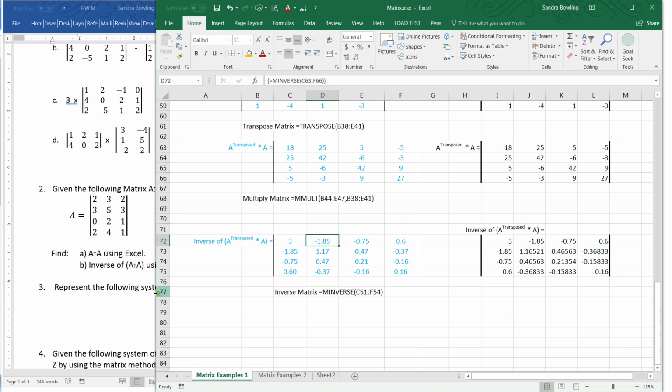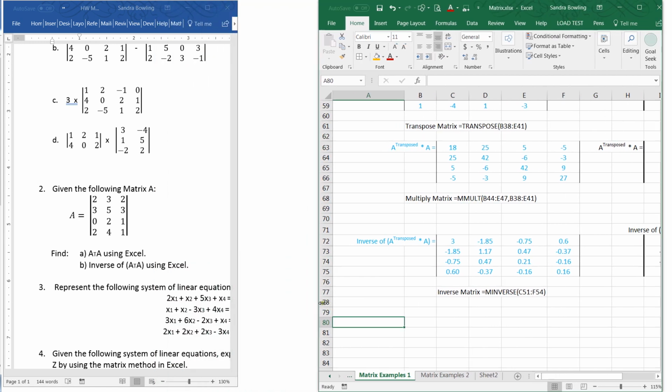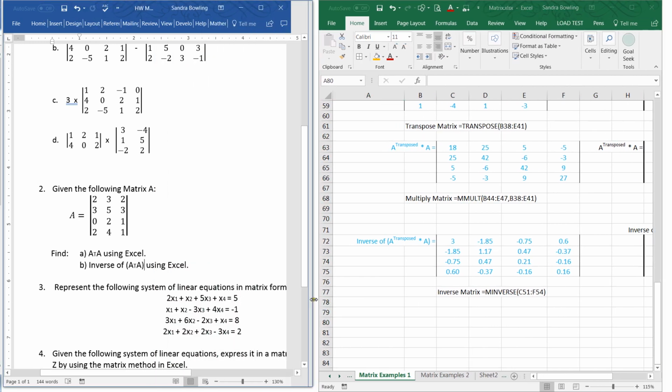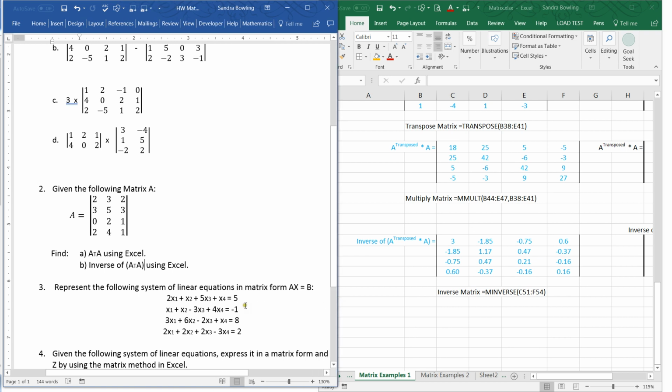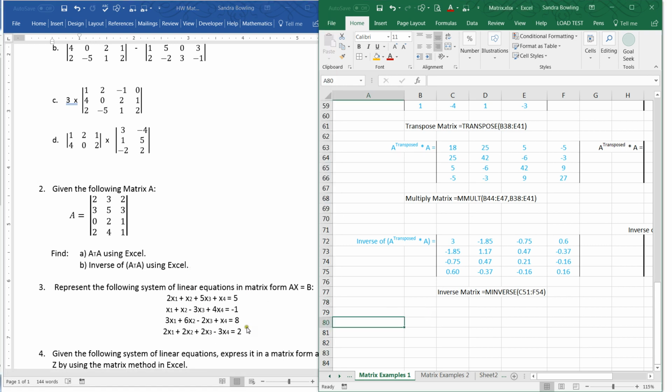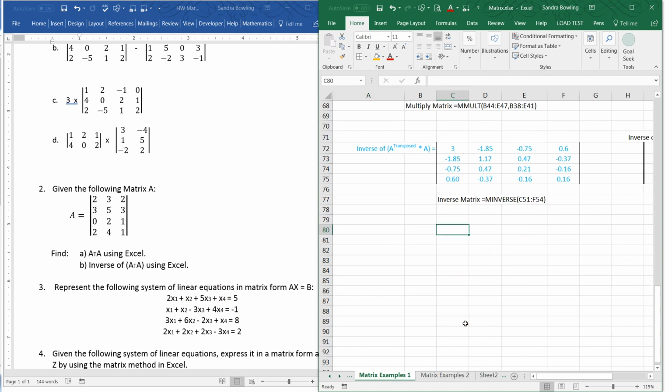Now, the first thing you have to understand is how to set up the equations. So over here, I've got a homework problem that says, all right, set up the matrices in the form of A, X, and B. So A is going to be all your coefficients. X is going to be all your X values, X1, X2, X3, X4, and your B values are going to be the constants on the opposite side of the equal sign.